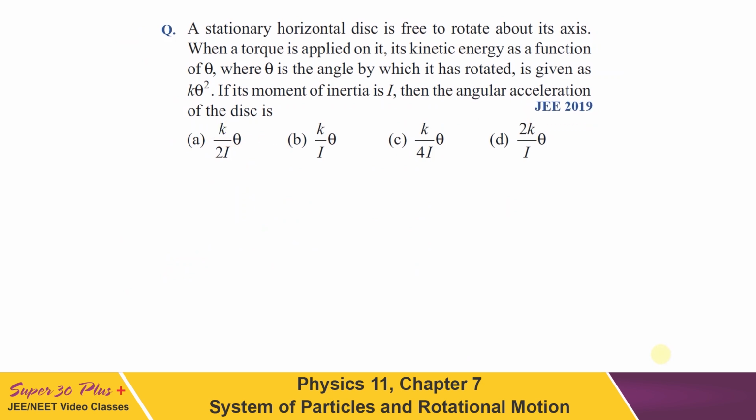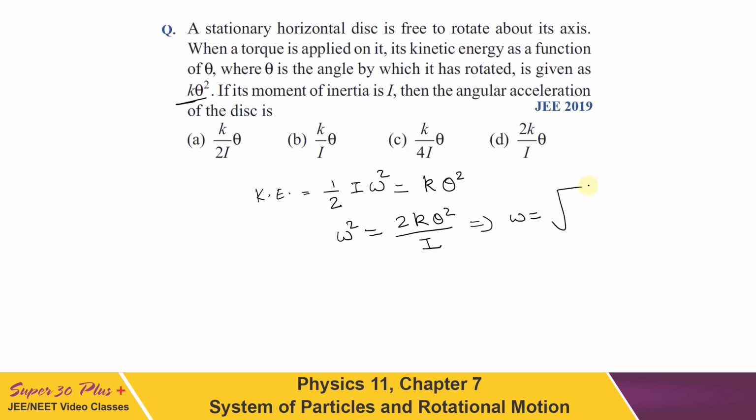Here we have to write the kinetic energy of the rotating body. As we know, kinetic energy can be written as half I omega square. So this is to be equated to k theta square, which is given in the question. Let us write this value to be equal to k theta square. From here we will get omega square to be equal to 2k theta square upon I, which gives omega as root under 2k by I into theta.